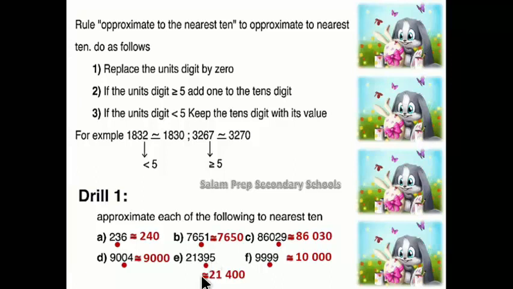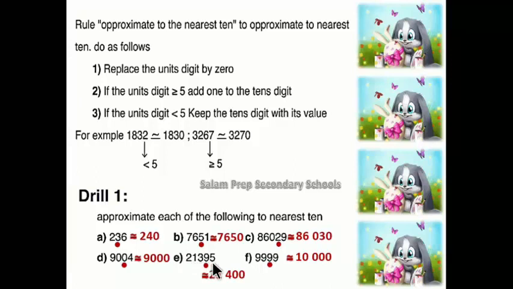21,395 is approximated to the nearest 10. Nearest 10 means focus on tens. Go to tens. Okay? 9 in tens place. Nearest 10 means focus on tens. Tens place. Before tens is units. Put 0 in units. Now go to tens place. Before tens is units.